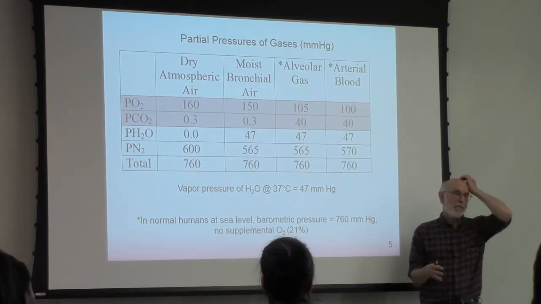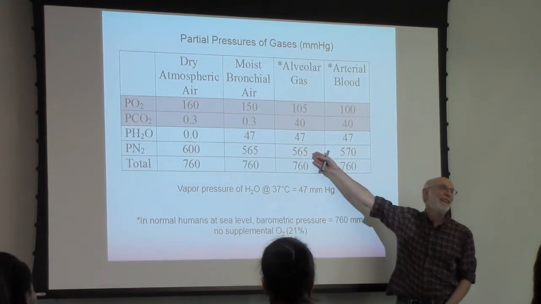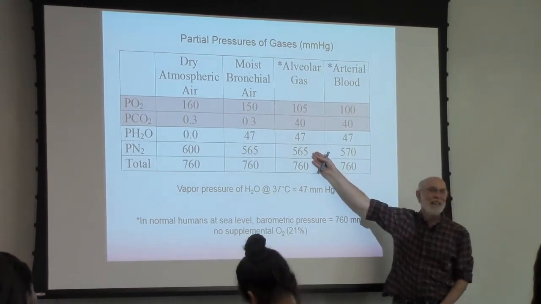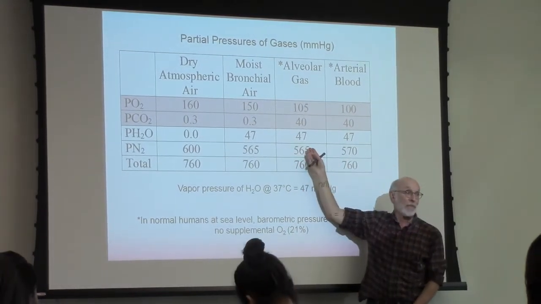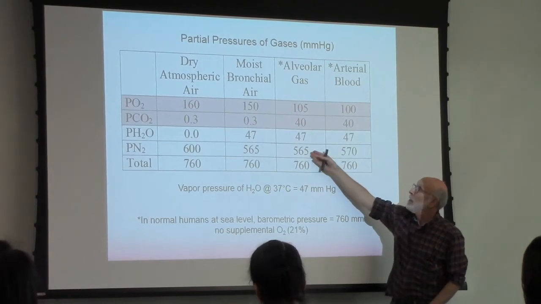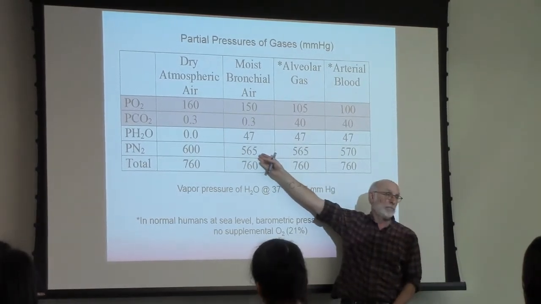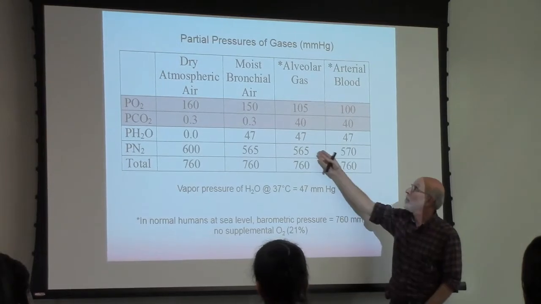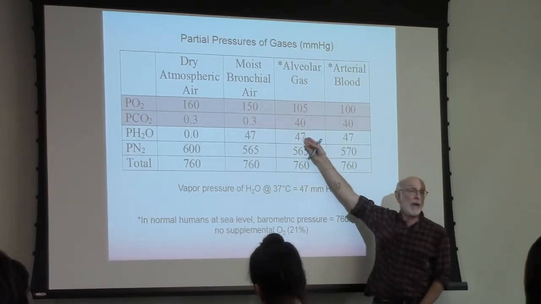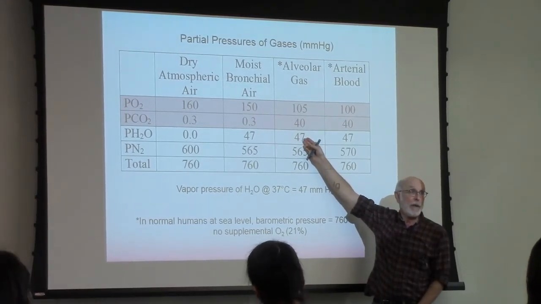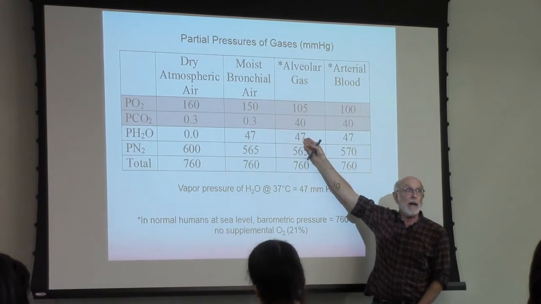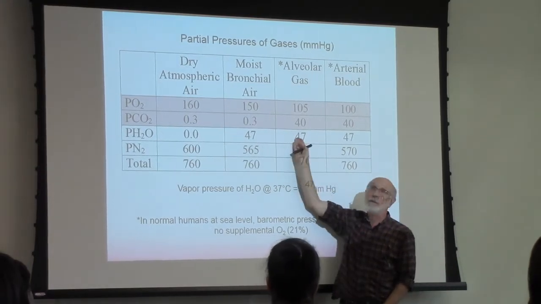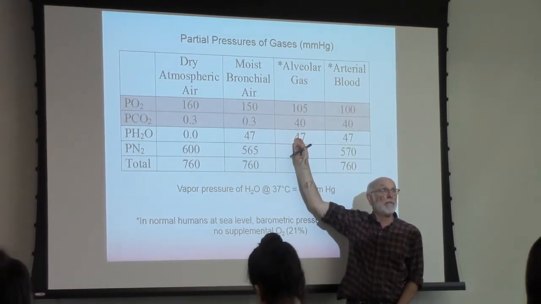You don't have to know this. The point is there's nitrogen in the blood. That's the point. And so the nitrogen is exchanged, right? So the alveolar gas and the air nitrogen is the same because it's fully equilibrated. The air, same story here with water vapor. The air in alveolar gas is fully humidified. So it's got to be 47 millimeters of mercury.